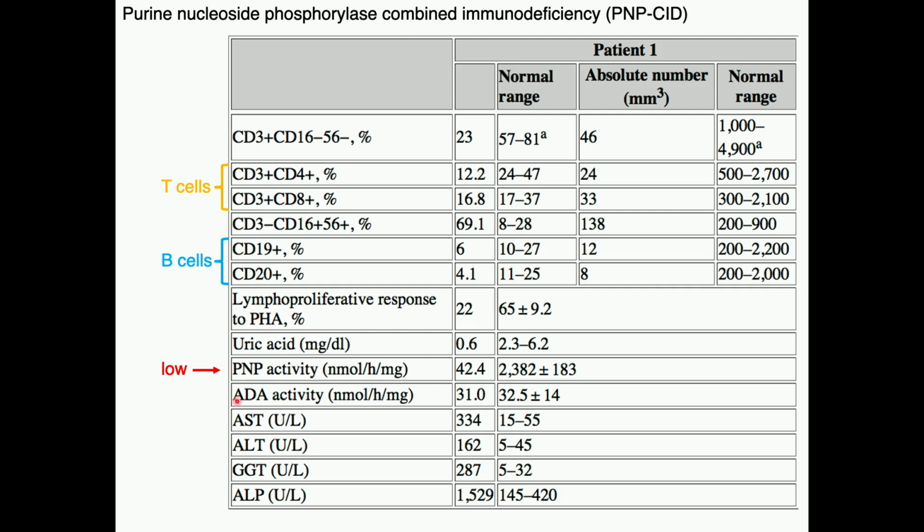We looked at the adenosine deaminase activity, and that is within a normal range. But the purine nucleoside phosphorylase activity, that is greatly reduced. Okay.